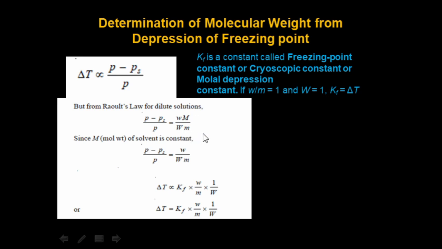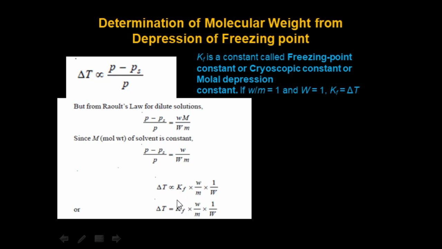The molecular weight of the solvent, if you have taken water, remains constant, so we are neglecting the term capital M. On neglecting capital M, this equation comes. Here, the term P minus Ps is the depression of the freezing point, and as it is proportional, we remove the proportionality by applying a constant, called the proportionality constant. That proportionality constant is the freezing point constant, or cryoscopic constant, or molar depression constant.